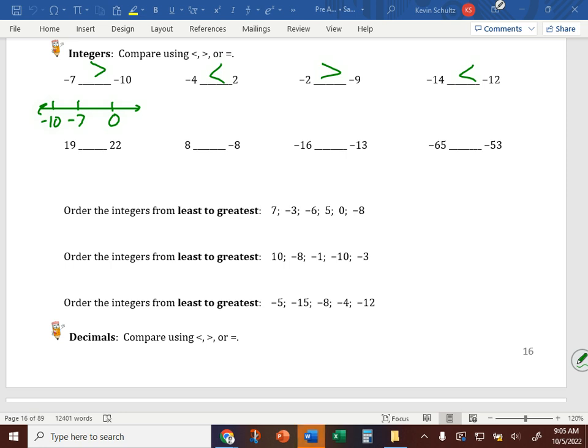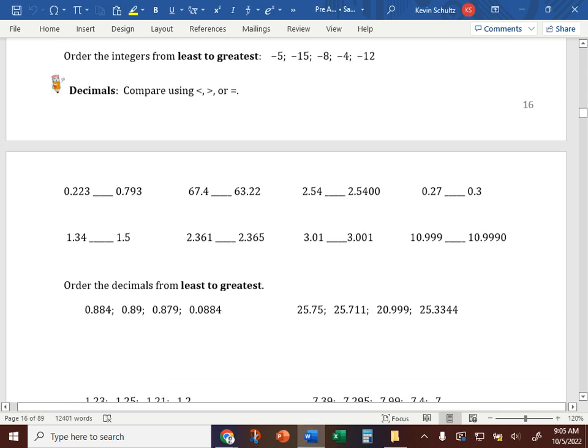The rest of these will be homework for you. You've got 4 to do in the next row, and then ordering several integers from least to greatest. Again, a number line can be helpful here. Or you know that all your negative numbers will come first, right? Because they're going to be the smallest. And then you can put your positive number second. Okay? Not a lot of time spent on integers because there's more fun with decimals.